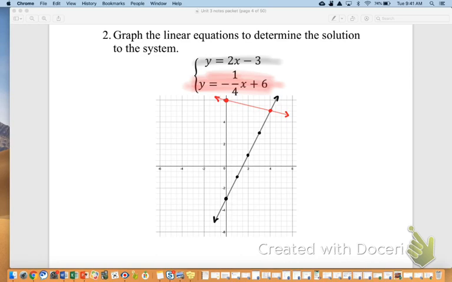So when you look at it from this perspective, you can see both lines on there. We're going to be looking for the intersection point. What do you all think the intersection point is? 4 comma 5, because you're going to list your x first. 4 comma 5.